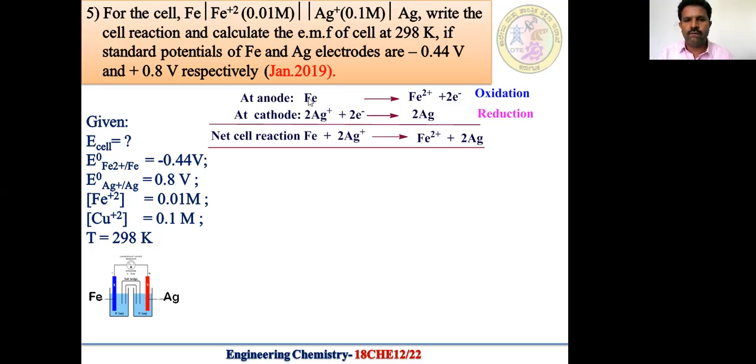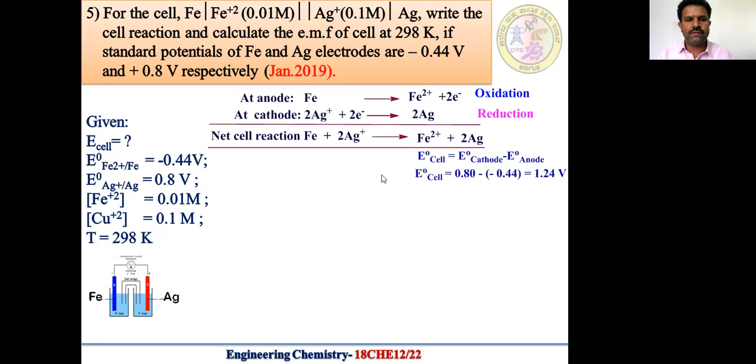That means each mole of iron reacts with 2 moles of silver ions. So 2 moles of electrons are released here, hence 2 moles of silver ions react with the released electrons, and it becomes 2 Ag. The net cell reaction: Fe + 2 Ag+ gives Fe2+ + 2 Ag, because the electrons cancel on both sides.